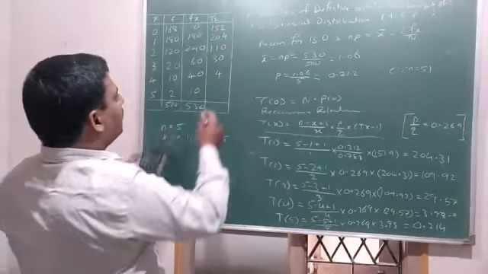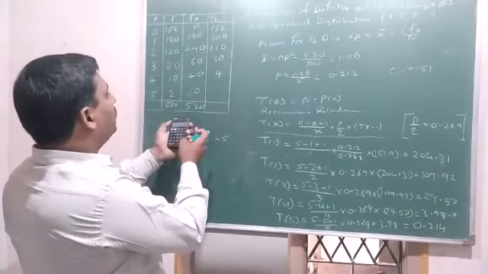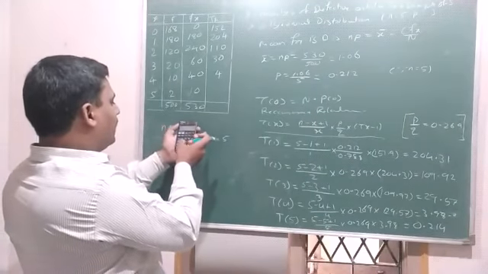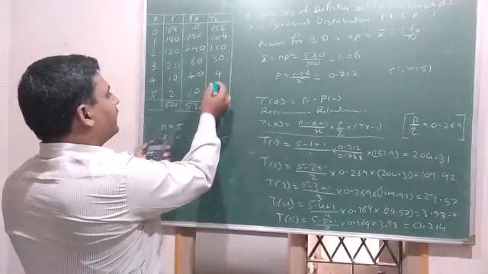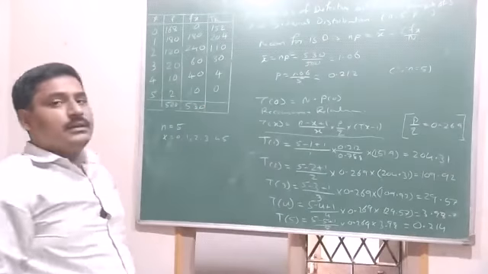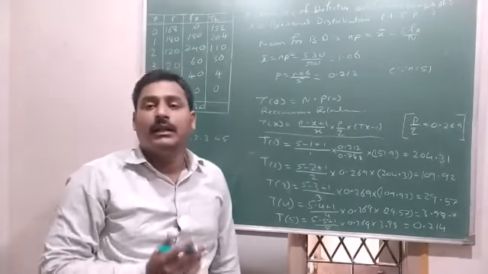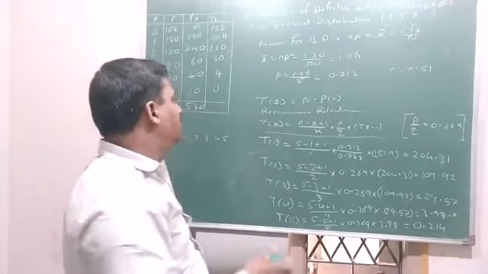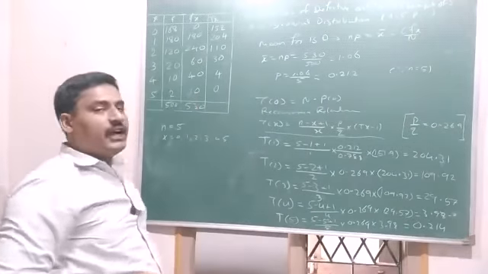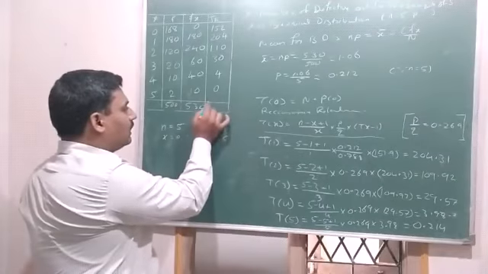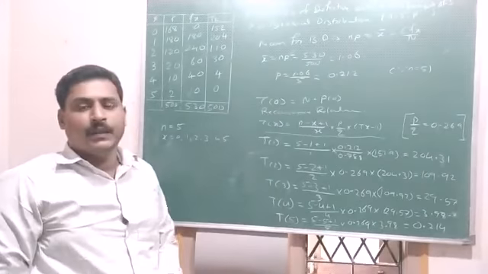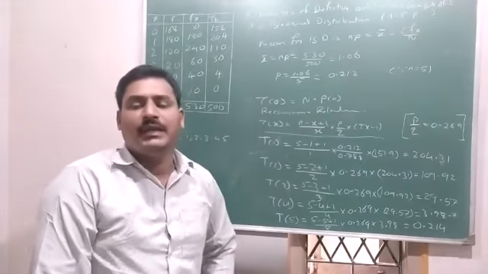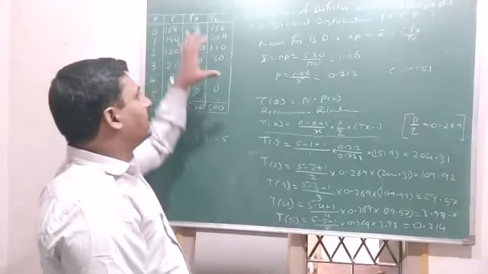So first let us total it. 152 plus 204 plus 110 plus 30 plus 4 is 500. So that means this last frequency is where all 5 are defective, and in 0 samples we get 5 defective items. So the total is 500. This is the method by which we can get theoretical frequencies.